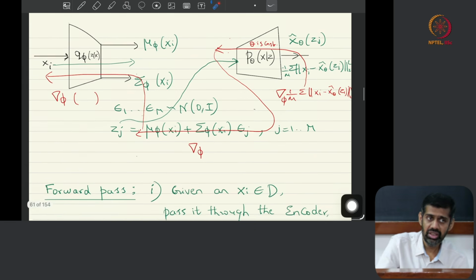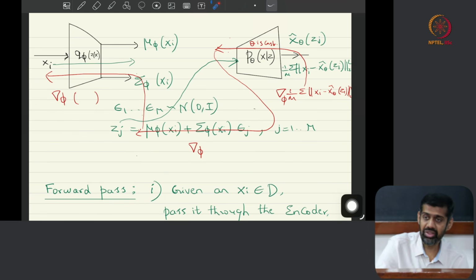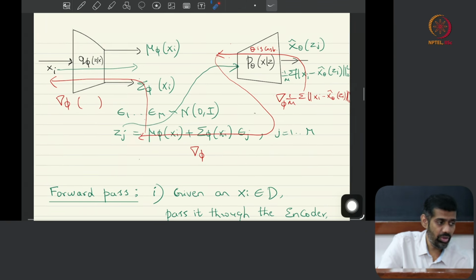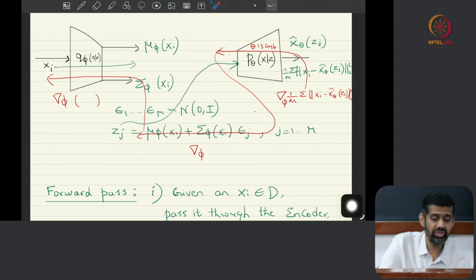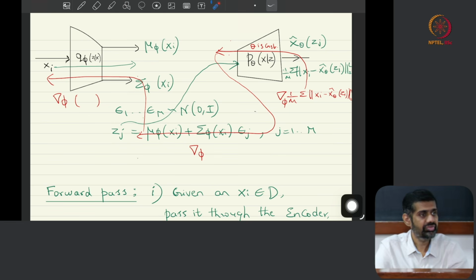Now I still have to stop for questions. I will do this entire forward pass and backward pass and then stop for questions. Now how do you train the encoder of a VAE? Given a data point xi, pass it through the encoder. This is one forward pass. Get your mu phi and sigma phi. Now, stop there. Sample m epsilons from normal 0, 1 and compute the corresponding z's through reparameterization.